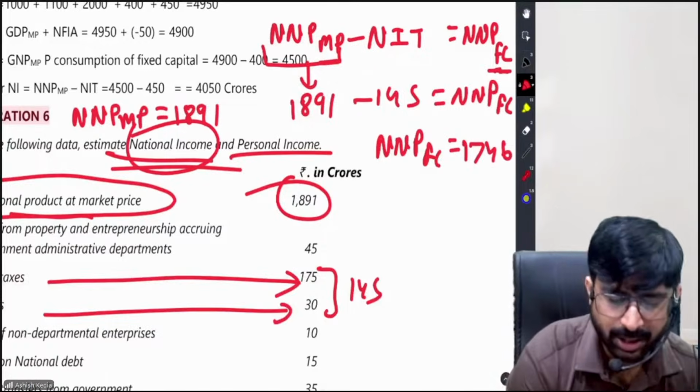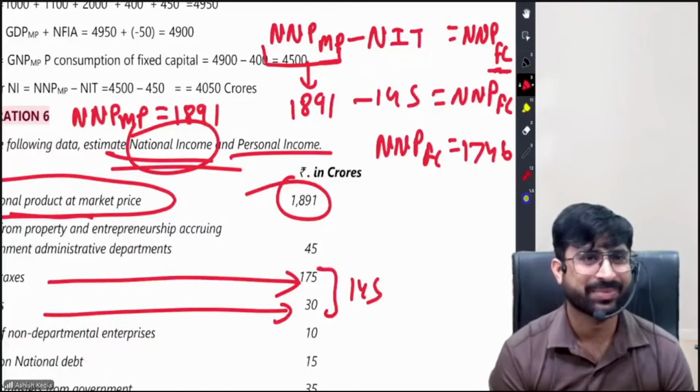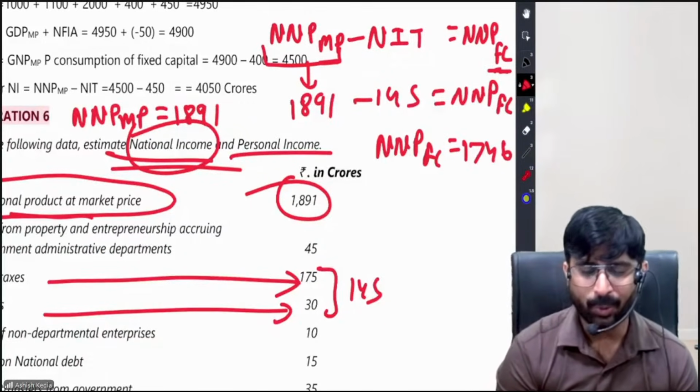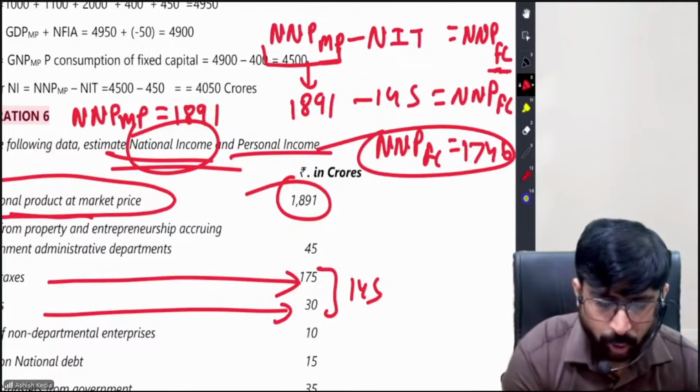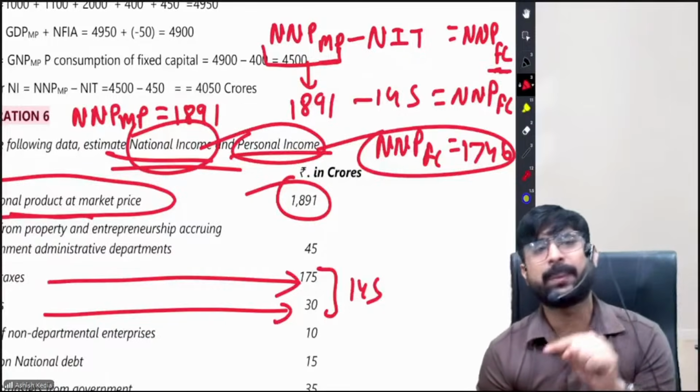Game over. National income you have got. Now comes the interesting area. You have to compute personal income. What will be personal income?